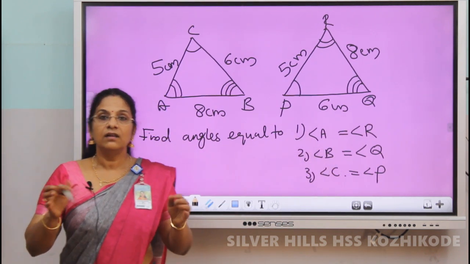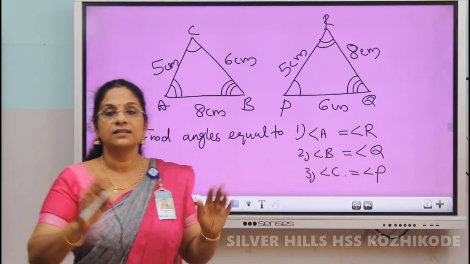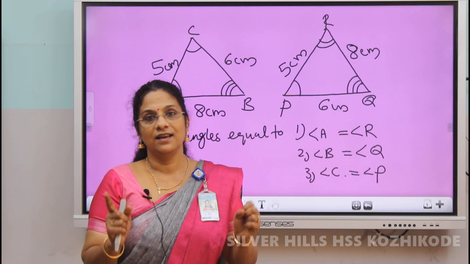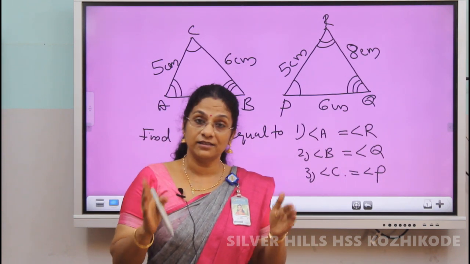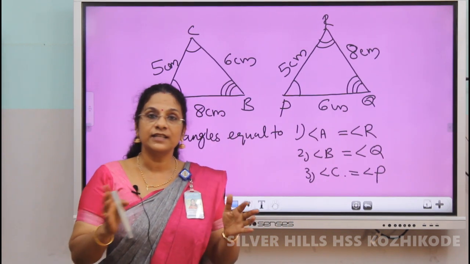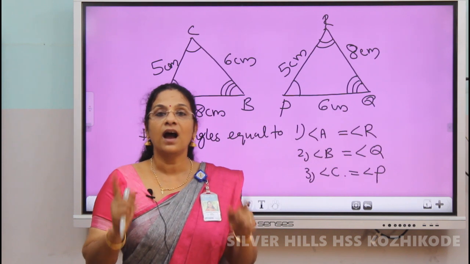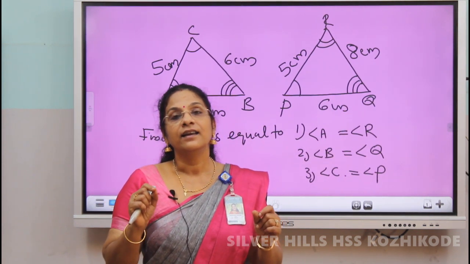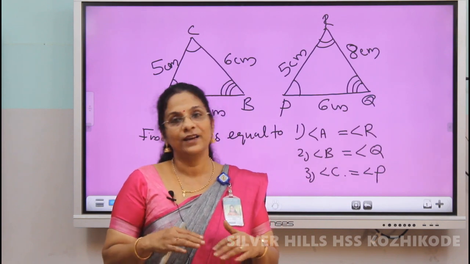Okay. Then once again, this is the first property of equal triangles. If three sides of a triangle are equal to three sides of another triangle, then angles opposite to equal sides are equal. Now we can wind up the class.